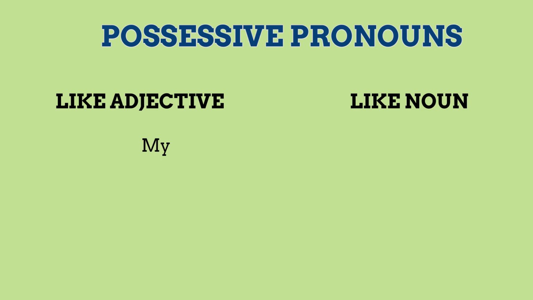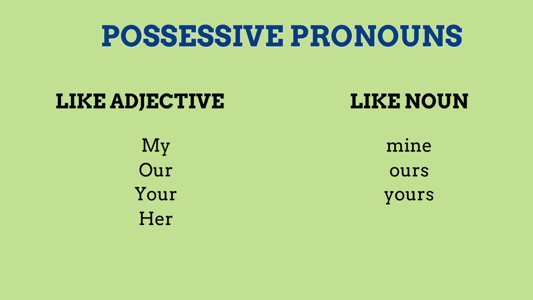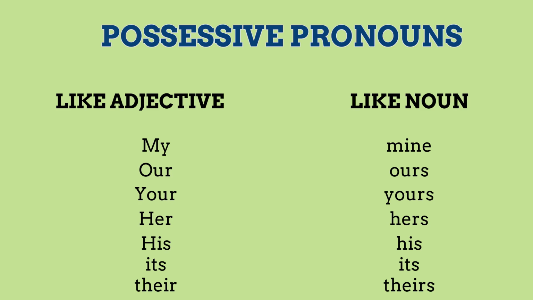So, my behaves like an adjective, mine behaves like a noun. Our behaves like an adjective, ours behaves like a noun. Your behaves like an adjective, yours behaves like a noun. Her behaves like an adjective, hers behaves like a noun. His behaves like an adjective, his behaves like a noun. Its behaves like an adjective, its behaves like a noun. Their behaves like an adjective, theirs behaves like a noun. Also, take notice that no apostrophe is used in possessive pronouns.